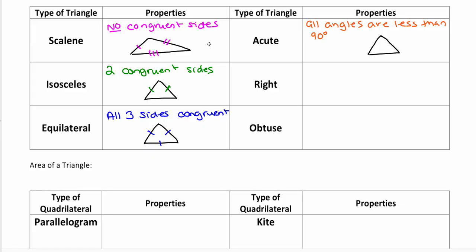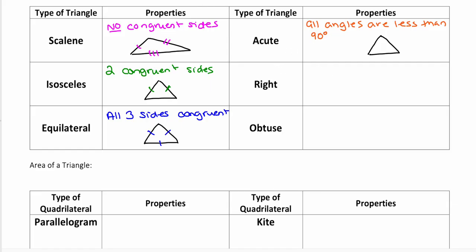Now, angles will relate back to the sides, which I will explain in a moment, but the amount of markings on an angle we can also do based off of the amount of tick marks we have as well.